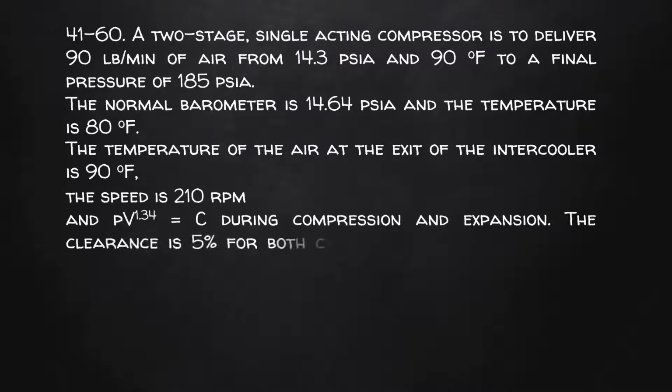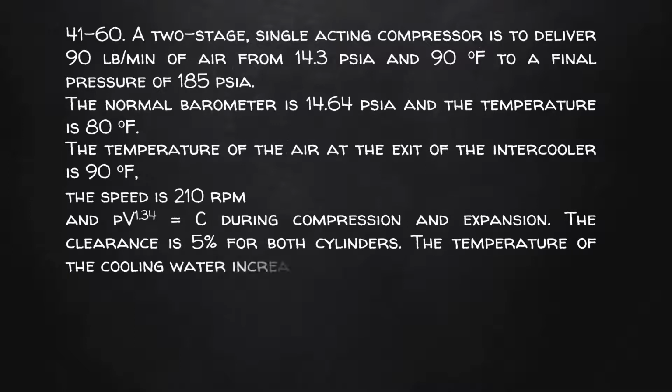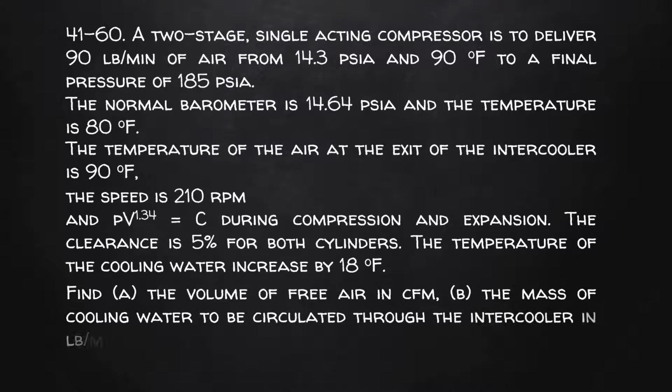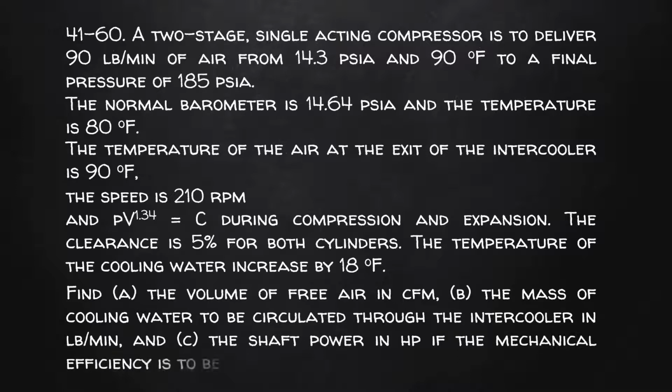The clearance is 5% for both cylinders. The temperature of the cooling water increased by 18 degrees Fahrenheit. Find A, the volume of free air in CFM, B, the mass of cooling water to be circulated through the intercooler in pounds per min, and C, the shaft power in horsepower if the mechanical efficiency is to be 85%.